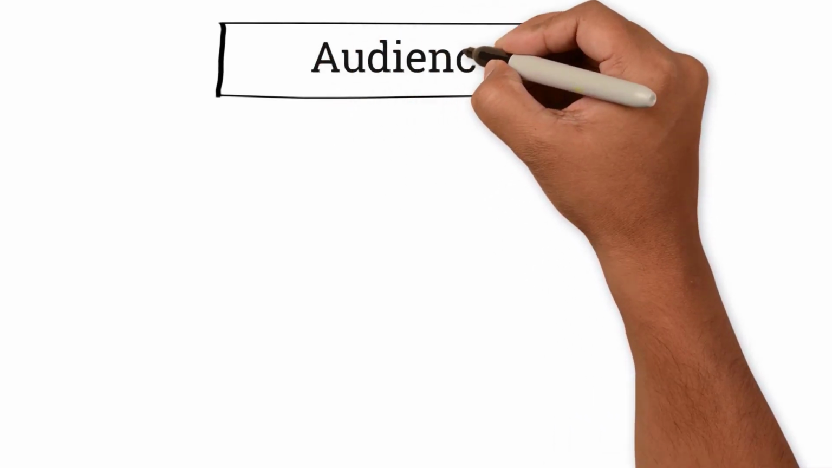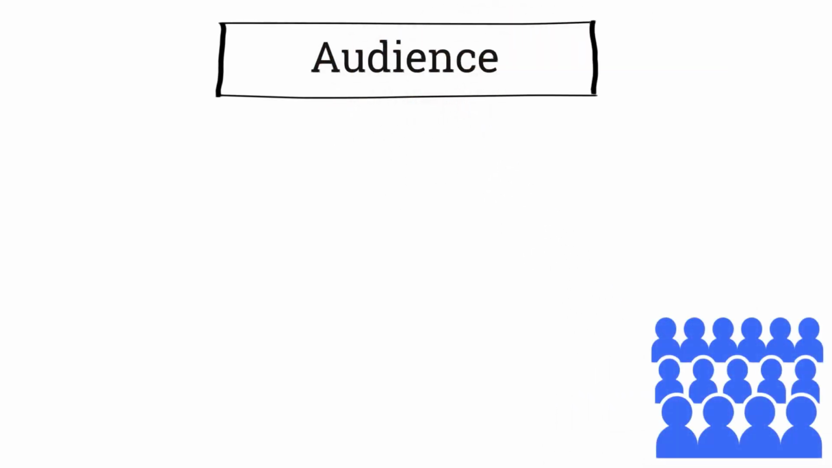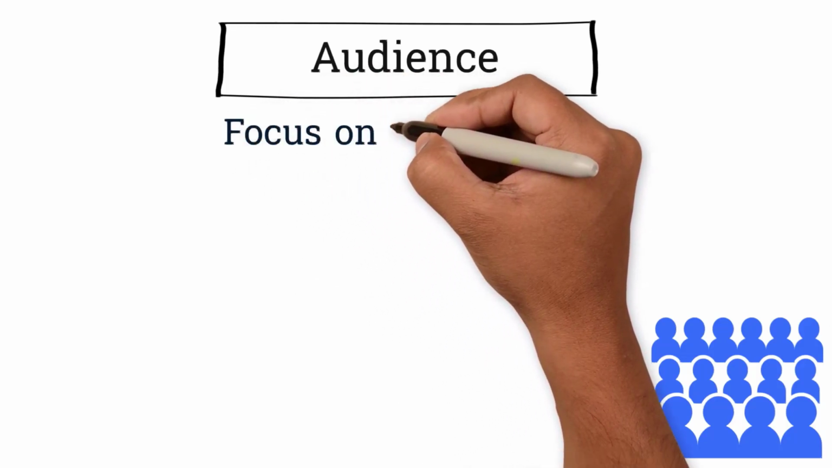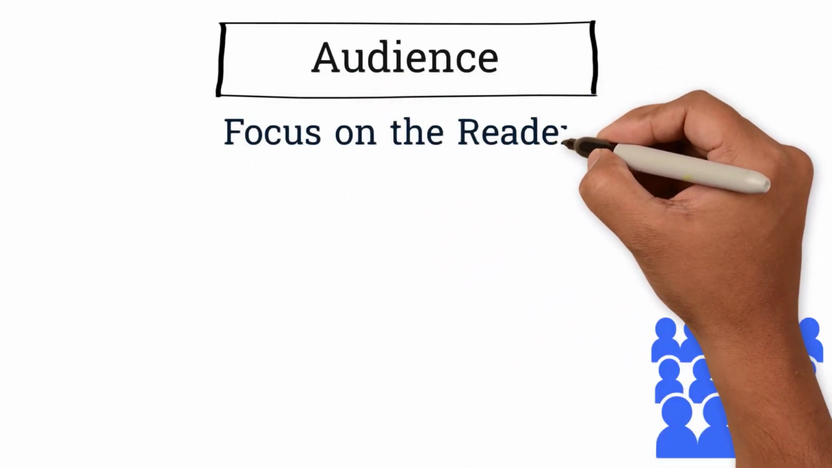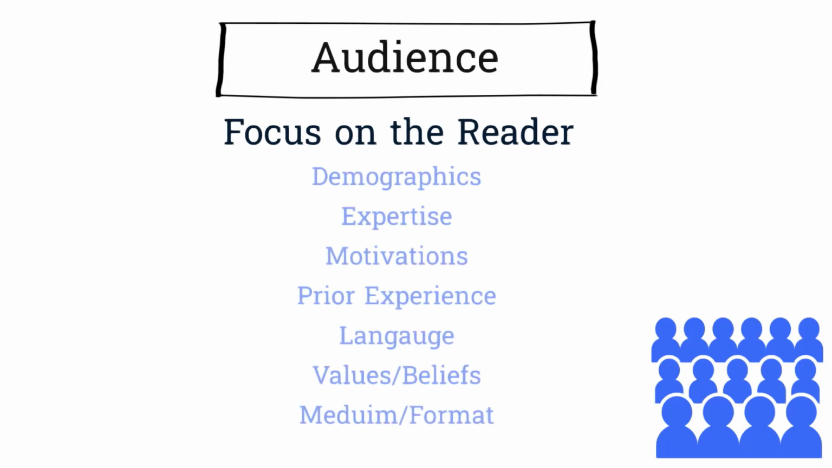So first, let's start with audience. We're going to focus on the reader by always keeping your intended audience in mind and tailoring your writing to their needs. For example, a policy memo for government officials will need to be different than a brochure that's aimed at educating the public. We're going to keep in mind things like demographics, expertise, their motivations, their prior experience with what you're talking about, their language or languages, their values and beliefs that they bring, and whatever medium or format that they might be doing the reading in.